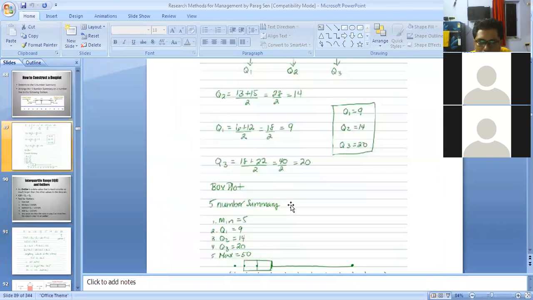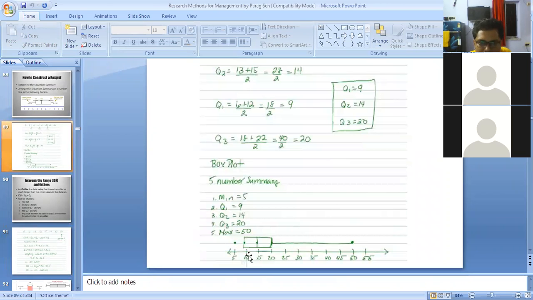There is a wrong diagram here actually. The Q1, Q2, and Q3 values are plotted and this box plot diagram has been made. But here somebody has shown it from 50 to 5, and that is actually wrong, because the line will not be extended up to 50.